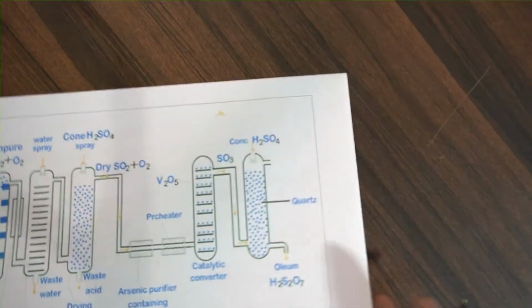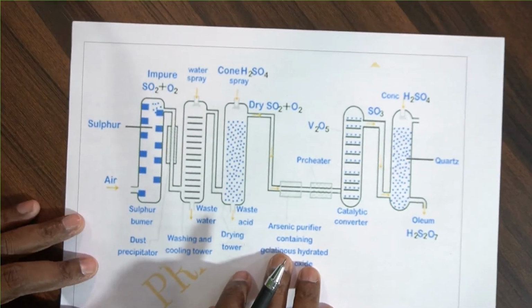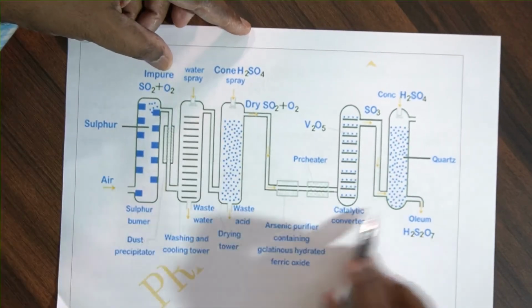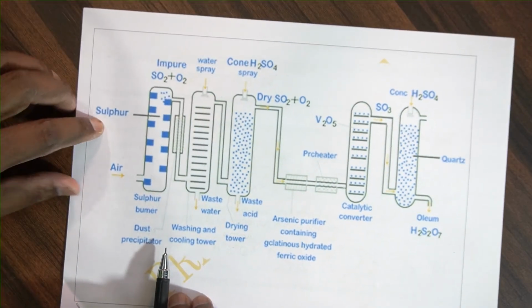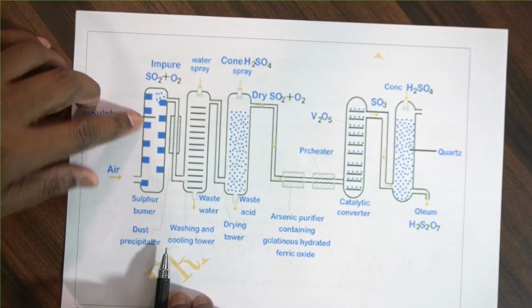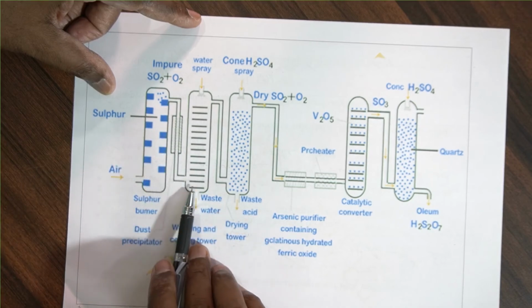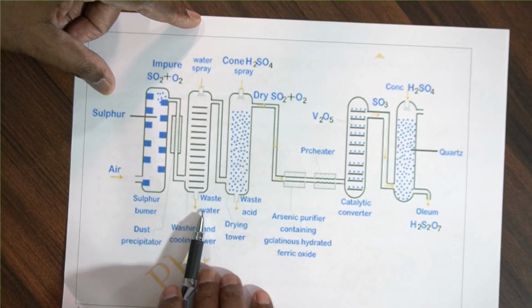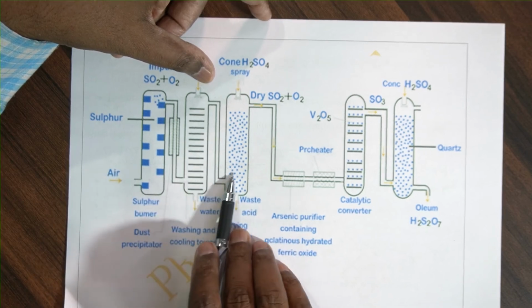Now let's have a flow chart to understand what has been happening here. Anyway, in class 10 you don't need all this description. This is just shown to understand what is happening. See, the first thing is sulfur and hot air going in. It is burning, and sulfur dioxide is produced. The gases are sent to the next chamber. Water is sprayed here to remove dust and other unnecessary particles, and the gases are then sent to another chamber.